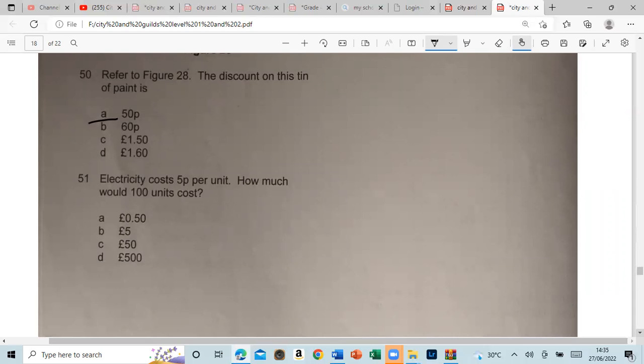Awesome. Electricity costs 5 pence per unit. How much would 100 units cost? Again, this is 500 pence. That's 5 times 100. However, supposed to divide by 100 now. So you get 5 pounds. So that's P. Awesome.